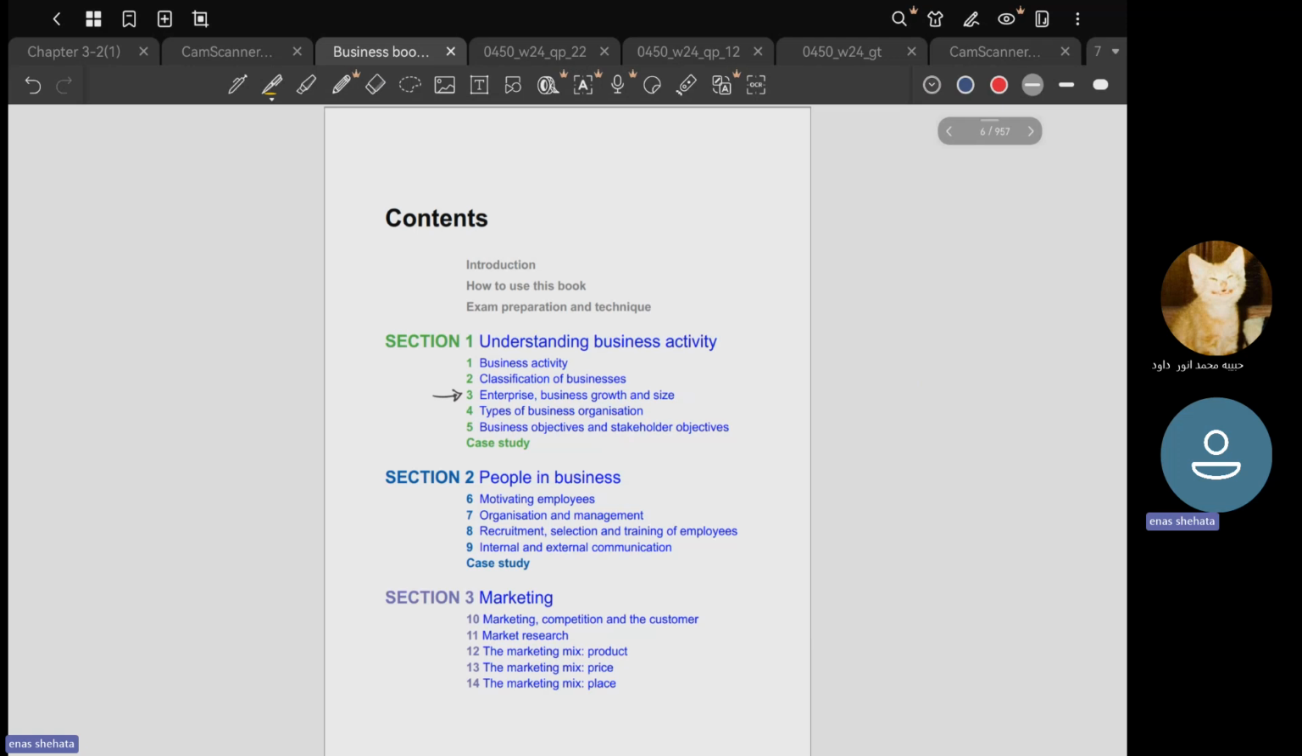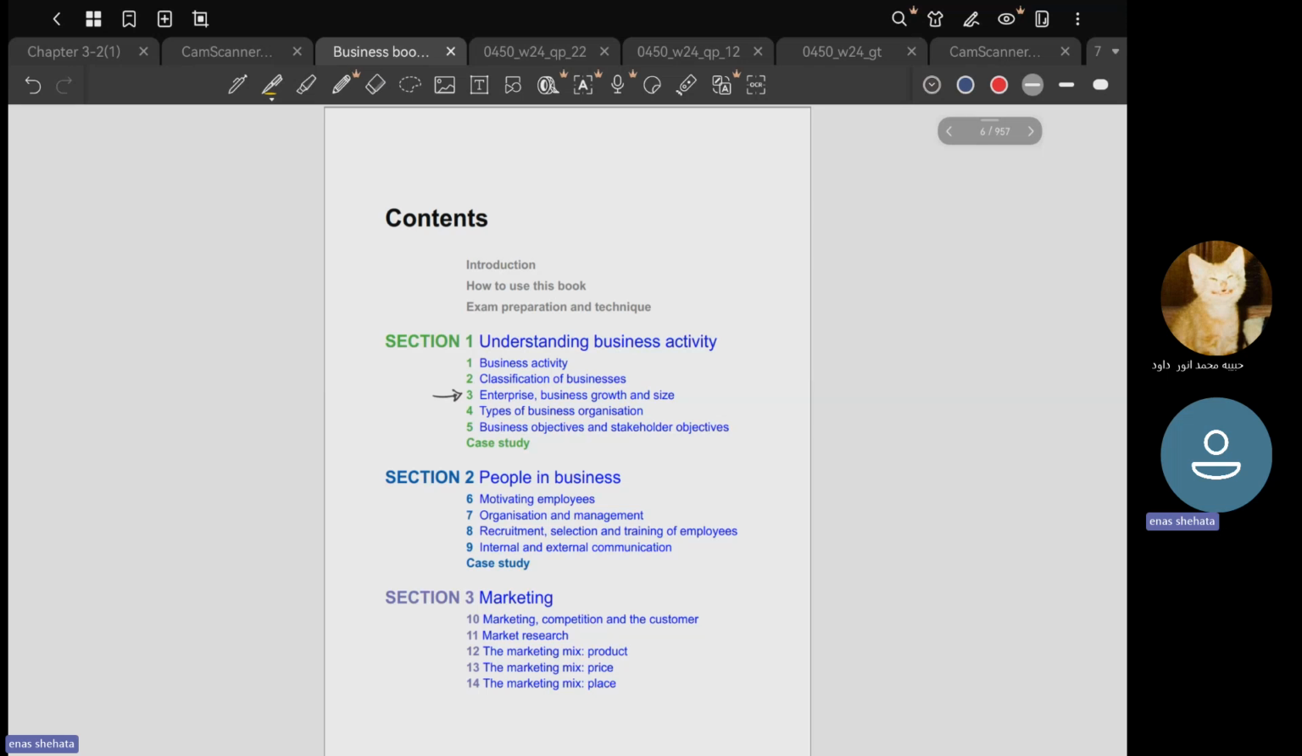Business objectives: what each business wants to achieve, to increase its profit, or to increase market share, or to open many branches all over the world. And stakeholders' objectives. Stakeholders means people who are interested in your business: customers, government, employees, the owner itself, banks that lend you some money. So we will talk about all the stakeholders interested in your business and the objective of each one of them. So in section 1, as I said, it's like an overview of the business.